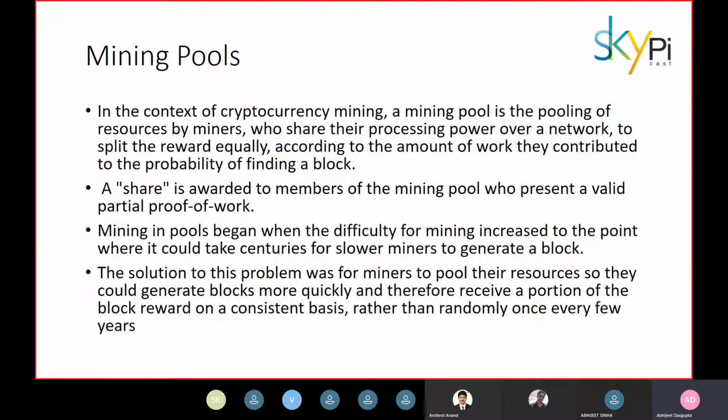Mining in pools began when the difficulty for mining increased to a point where it could take centuries for slower miners to generate a block. The solution was for the miners to pool their resources so that they could generate blocks more quickly and therefore receive a portion of the block reward on a consistent basis rather than randomly once every few years. Obviously, if you look at a miner who is working alone and getting rewarded only in a few years, it doesn't make sense. So it obviously makes sense that you join a pool and share your resources and be part of something wherein you are consistently getting at least something rather than getting nothing.